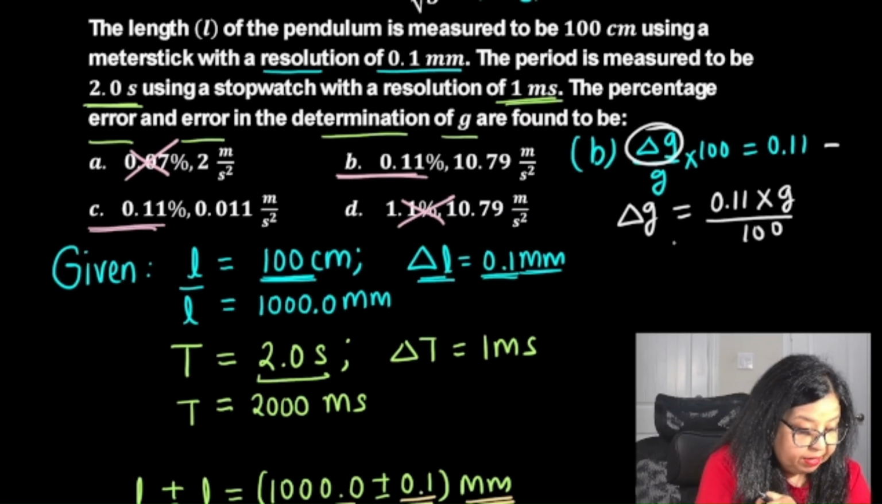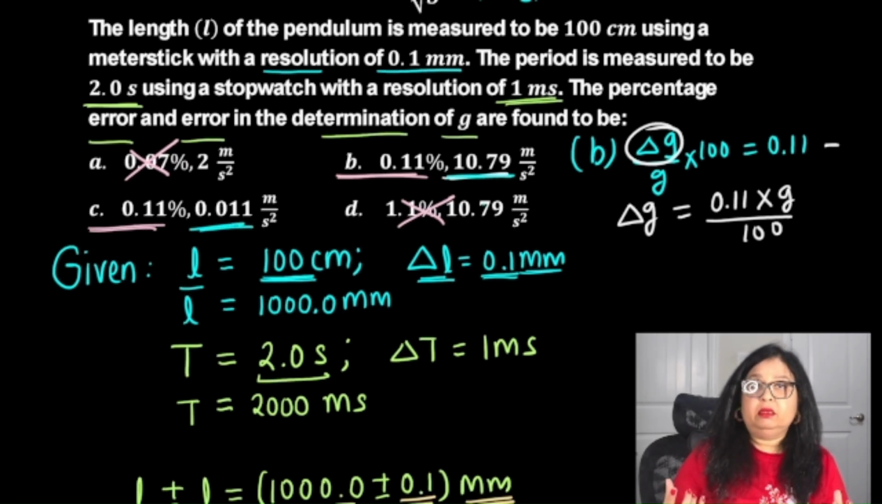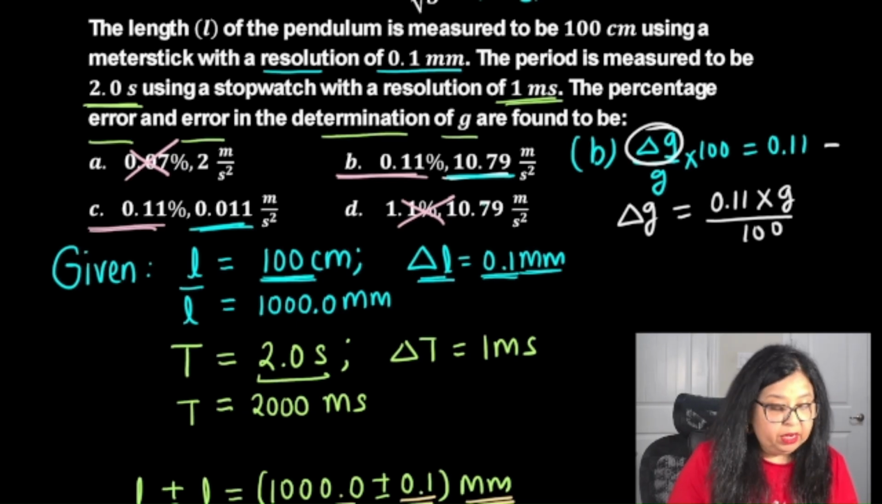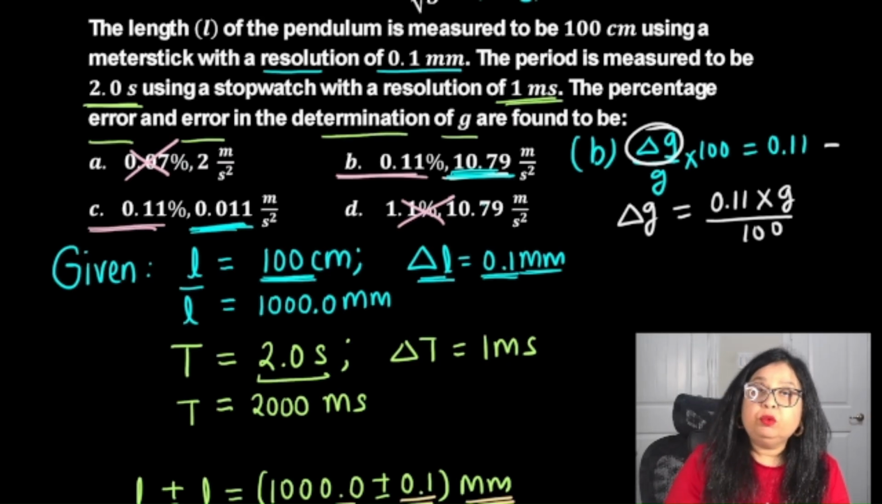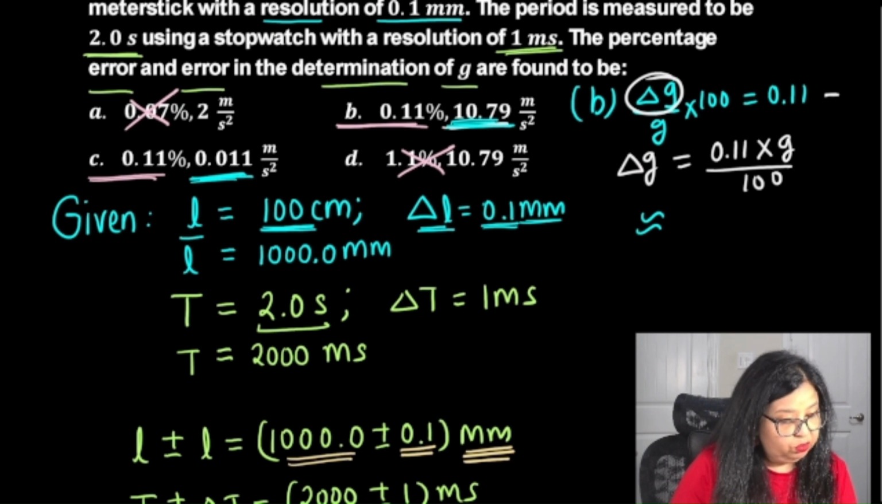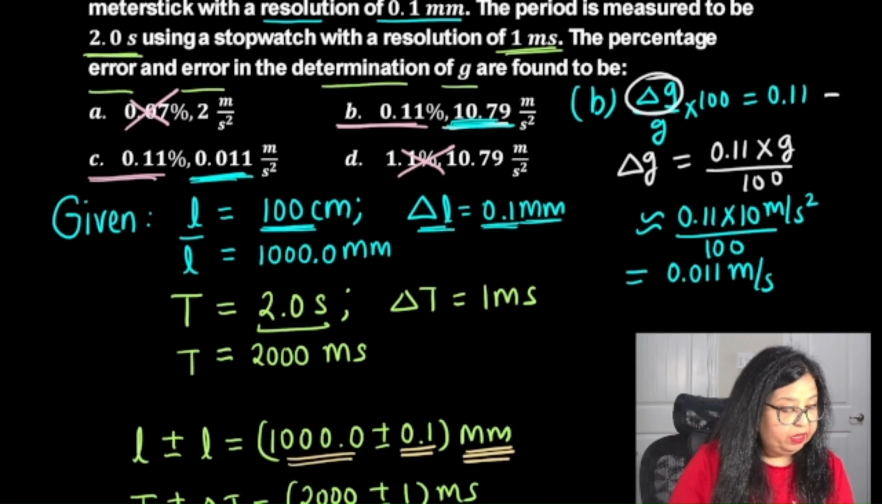Now, can we use an approximation here? We can if these two answer choices are widely separated, then we could approximate G. But if I had one as 10.79 and the other as 10.75, then I would use the exact precise value of G, which is 9.81. In this case, I'm going to make an approximation. I will take G to be 10 meters per second squared. And when I do so, what do I get my answer to be? As you can see, it is 0.011 meters per second squared.